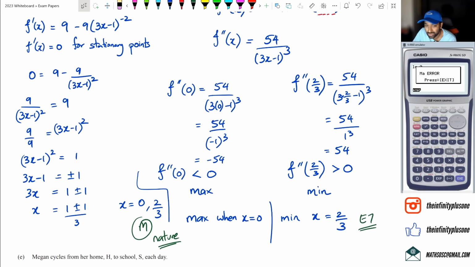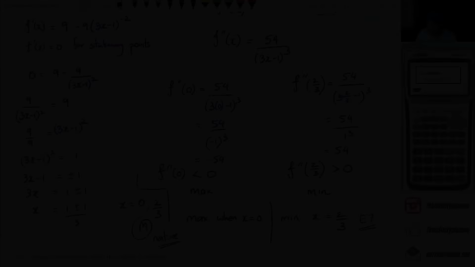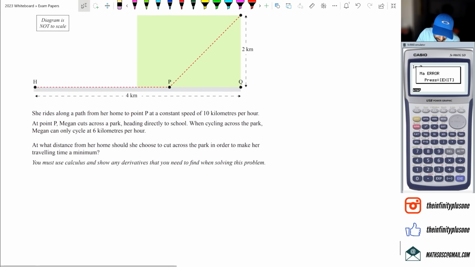So I'm guessing that's what they're thinking about when they say, I'll show you guys the answers. So if you look at this part here, the nature of each turning point stated but not determined, you're almost guessing and checking, or putting it in the graphics calculator and figuring out which one is a local max and minimum. Yeah, not bad for an E7 question, but anyway, let's go to the last question here.